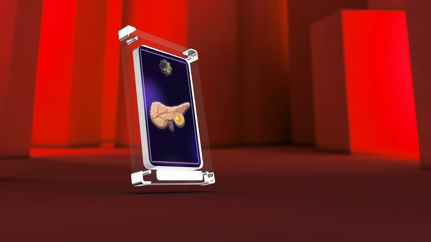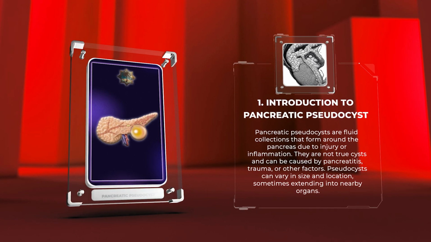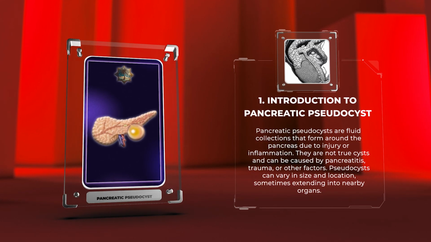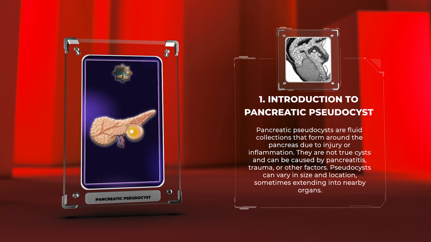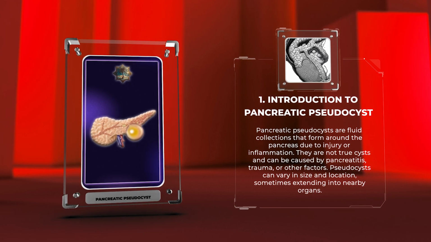Pancreatic pseudocysts are fluid collections that form around the pancreas due to injury or inflammation. They are not true cysts and can be caused by pancreatitis, trauma, or other factors. Pseudocysts can vary in size and location, sometimes extending into nearby organs.